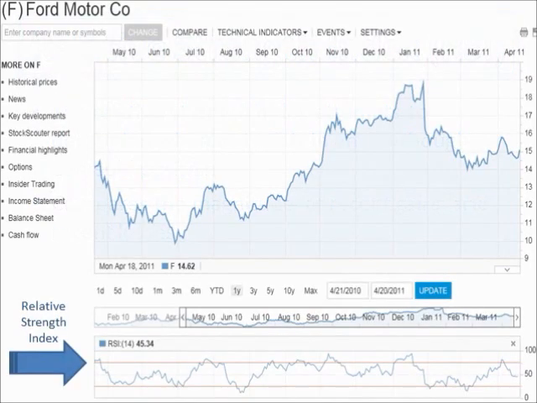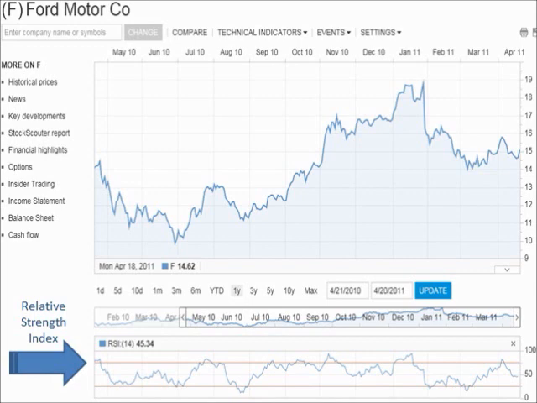Now that we have a brief idea of the definition of what the relative strength index is, what it does, and how it measures, now it's time to look at a chart. What we currently have is a typical chart of the Ford Motor Company, the top chart being the daily tracking price, and the bottom chart, clearly pointed out by the arrow, is the relative strength index.